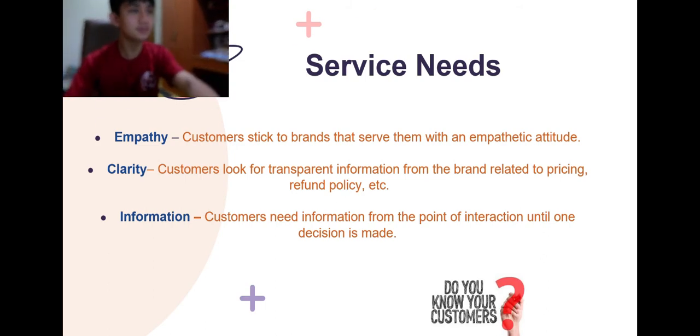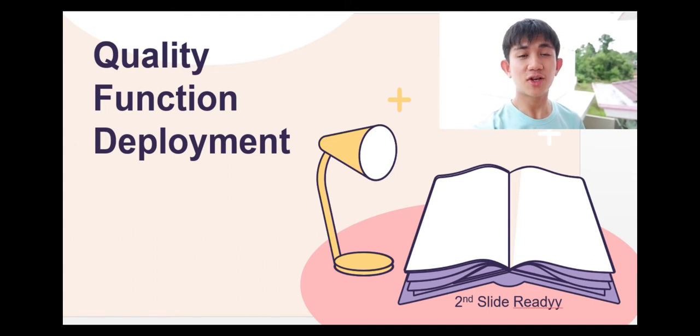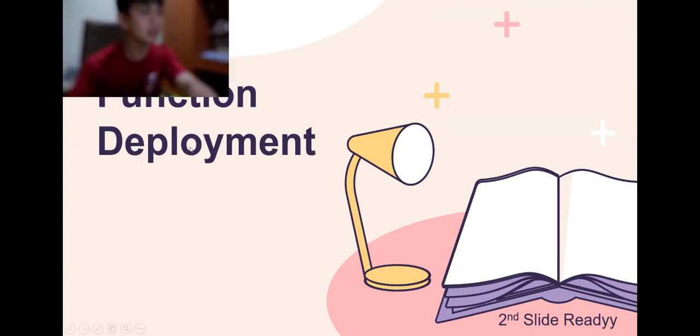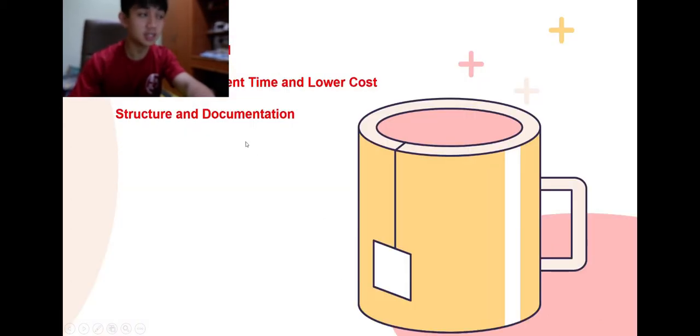Quality function deployment is a method for putting the customer needs first throughout the entire product development process. Quality function deployment is defined as a process and set of tools used to identify and effectively define customer requirements and convert them into detailed engineering specifications and plans to produce a product that fulfills those requirements. So it has three types of characteristics: customer focus, shorter deployment time and lower cost, structure and documentation.